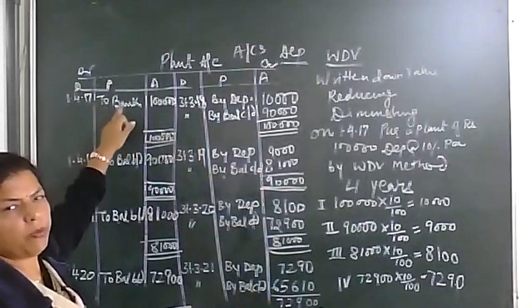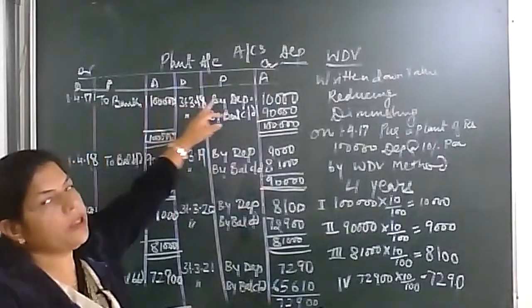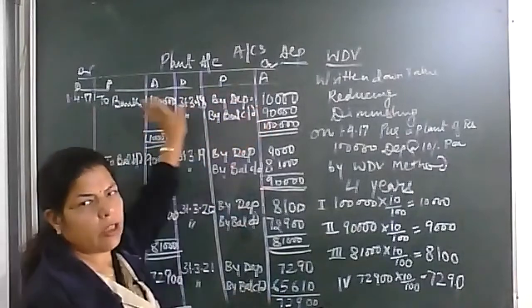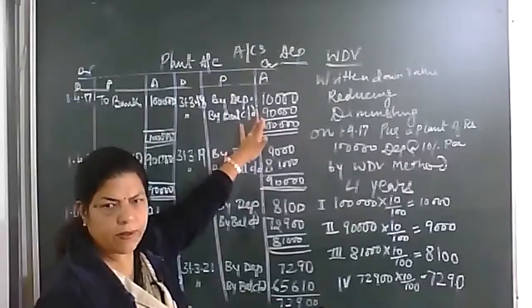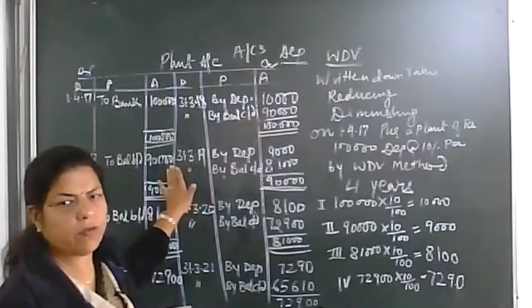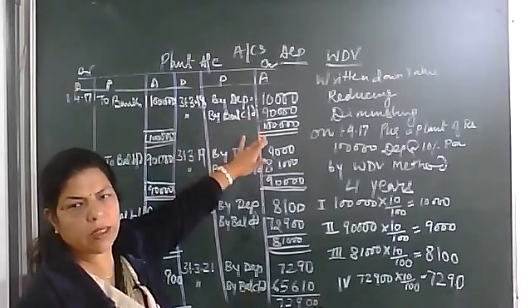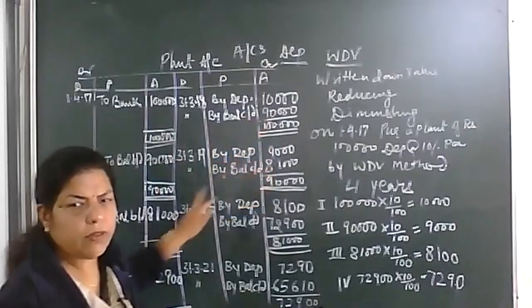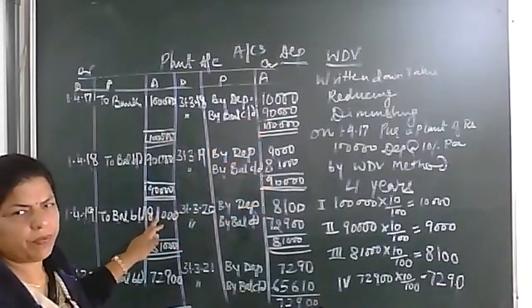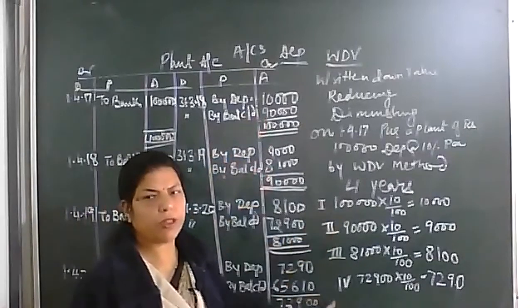To bank account 1 lakh. By depreciation 10,000. 1 lakh minus 10,000, 90,000 is the balance. This 90,000 will come here. Then 90,000 minus 9,000, that is 81,000. This 81,000 will be here. See how to calculate depreciation, you have to show by working out.